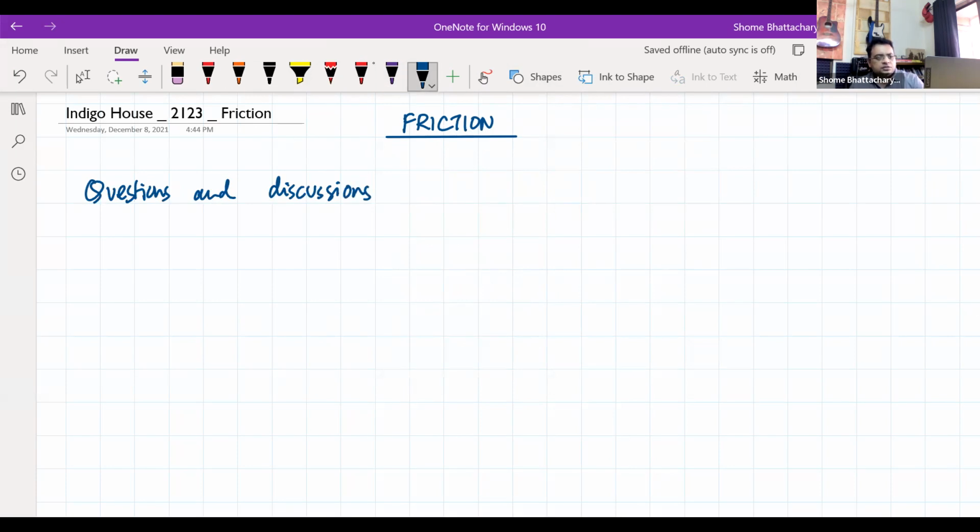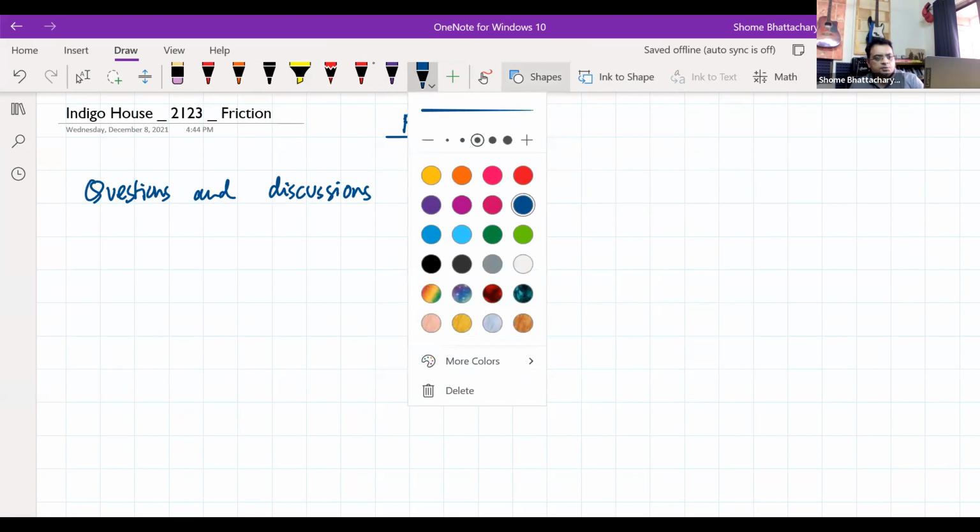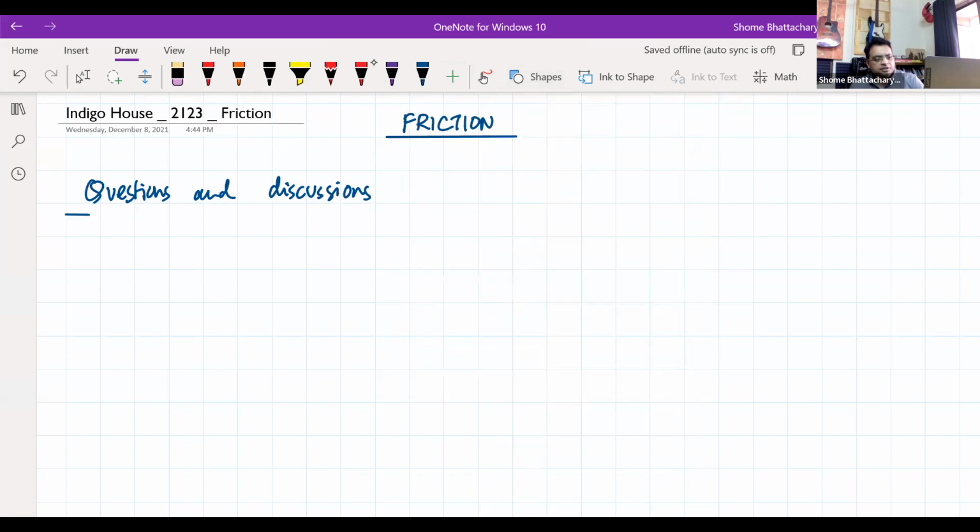Okay, so let's begin with a couple of examples, going back to the application of constraint relations that we learned in Newton's laws earlier, but we will also include friction in these examples now. So we have a situation like this.